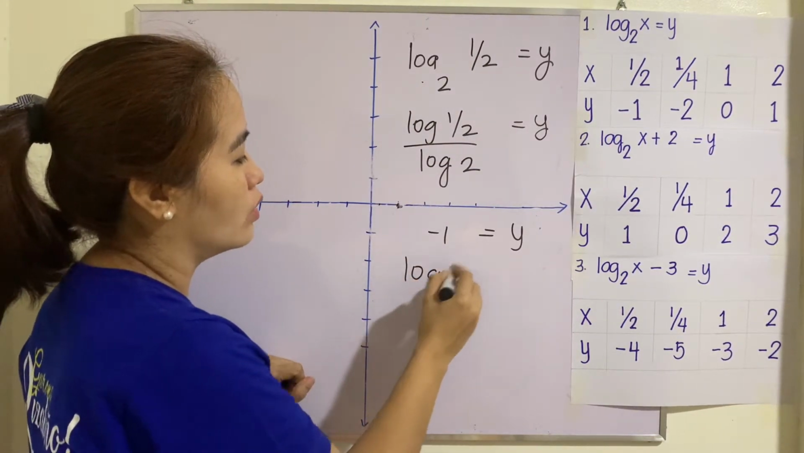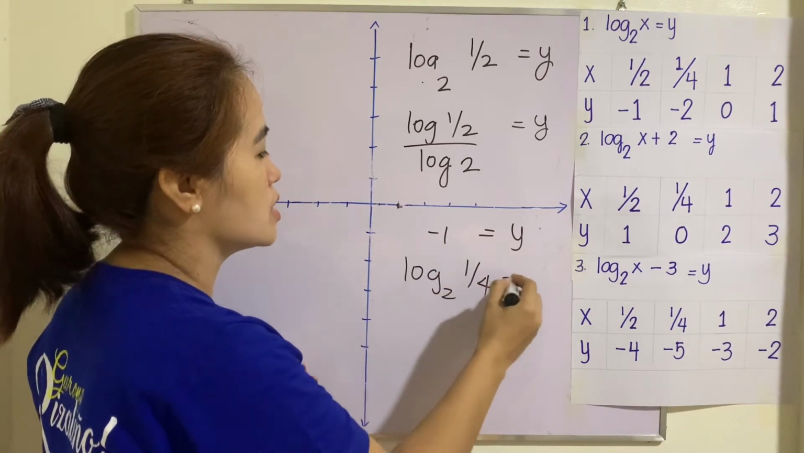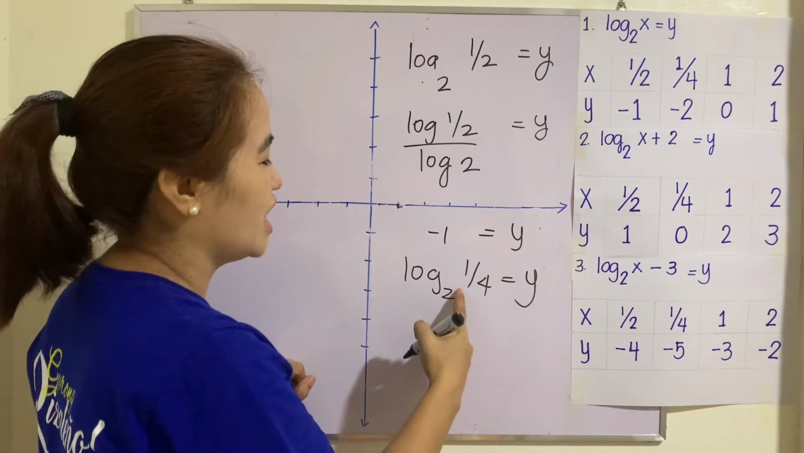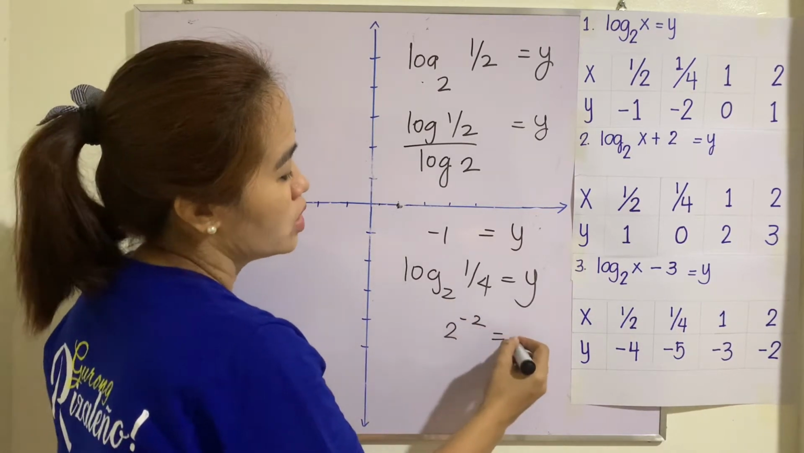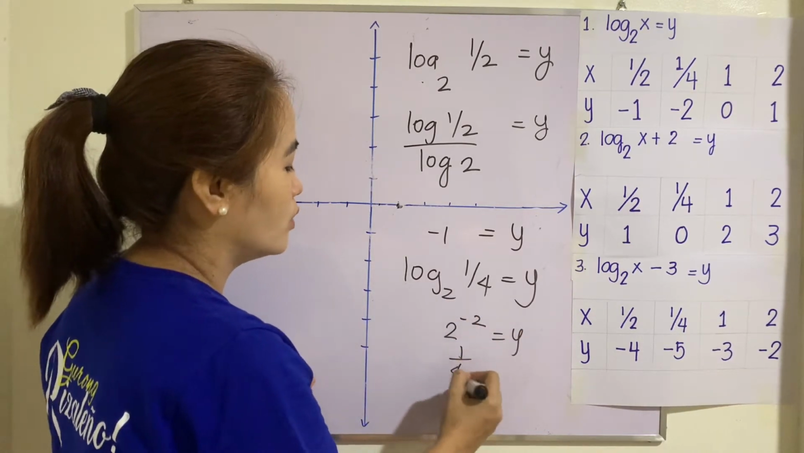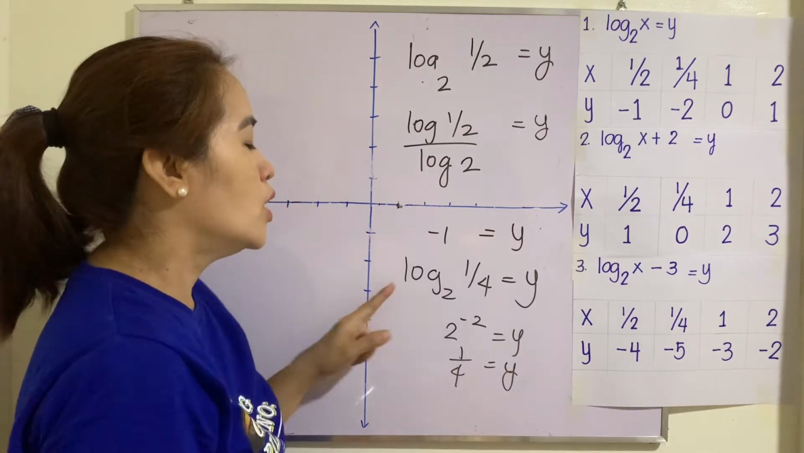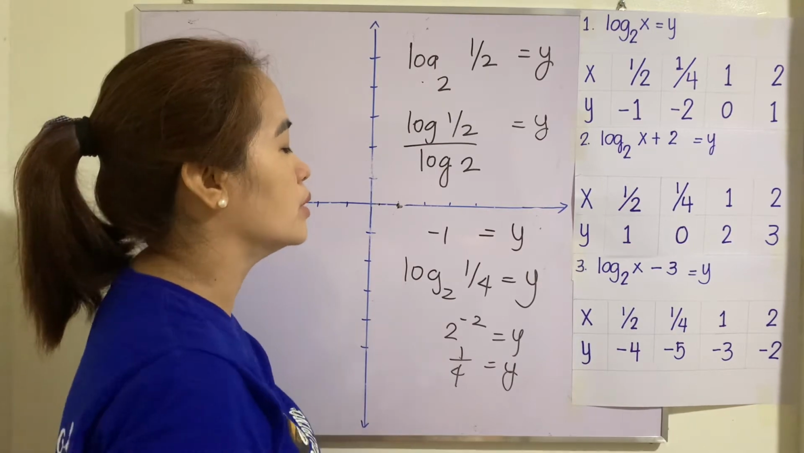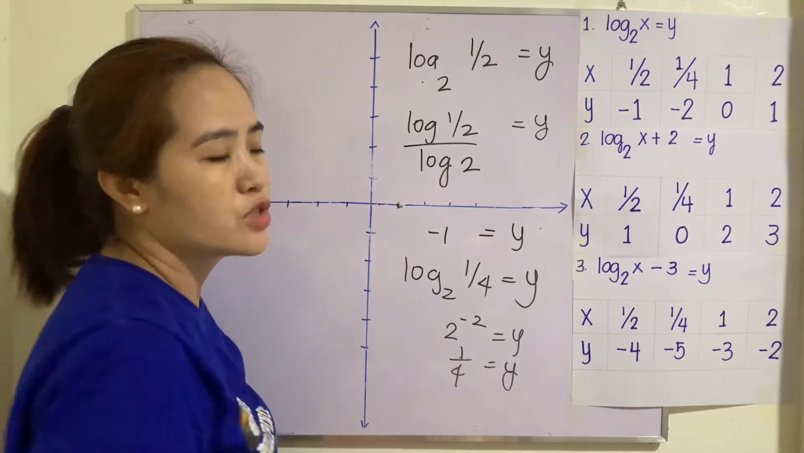Same as 1/4. That is log of 1/4 to the base 2 is equal to y. Just think of an exponent of 2 that is equal to 1/4. Of course, -2. So that is -2 is equal to y. Or you just divide log of 1/4 by log of 2 and you will be getting there -2.